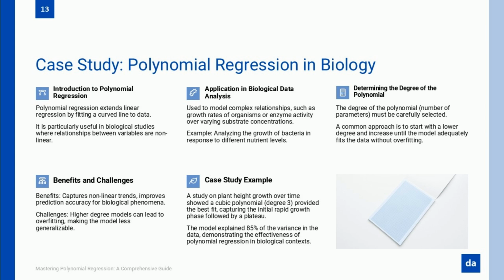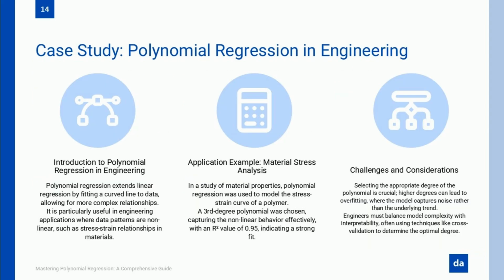In the next section, we will explore how polynomial regression is applied in engineering, specifically in material stress analysis and control system design. Polynomial regression plays a significant role in engineering, where relationships between variables are often complex and nonlinear. In this case study, we explore how polynomial regression is used in material stress analysis and control system design, two key areas where capturing intricate patterns is essential for accurate predictions and efficient engineering solutions.